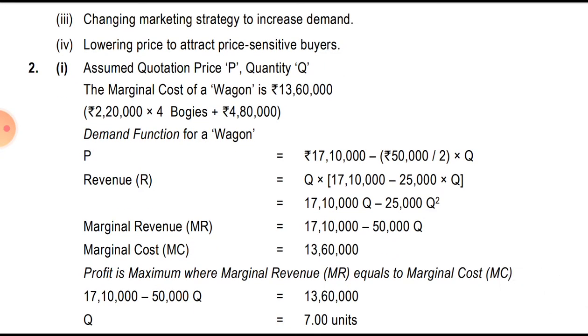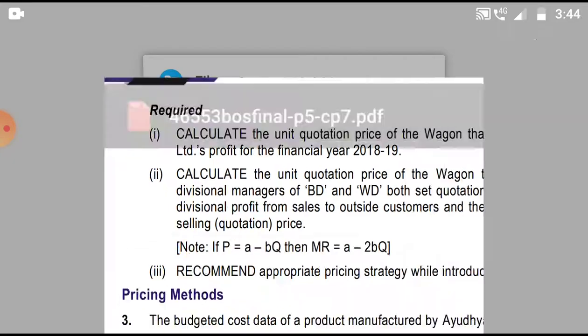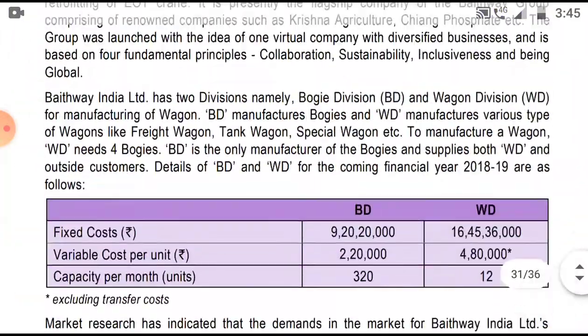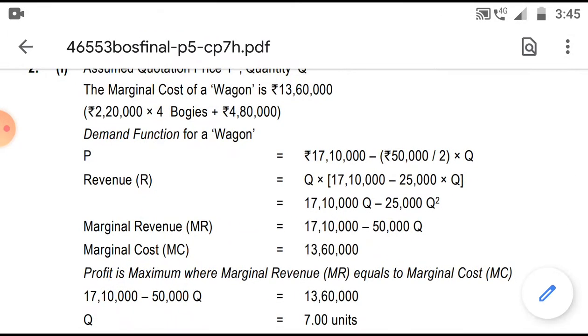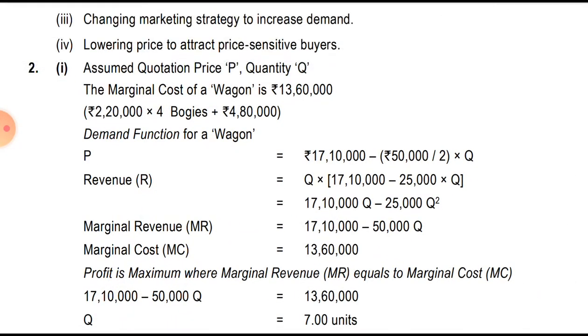Question number 2, solution of 2, part 1. Assume the price quotation P, quantity Q, marginal cost is 13,60,000. How do we find out marginal cost? For 1 wagon there is a need of 4 bogies, and the marginal cost of bogie in BD is 2,20,000. So 2,20,000 into 4 plus 4,80,000 of the WD division itself, so it will be 13,60,000.